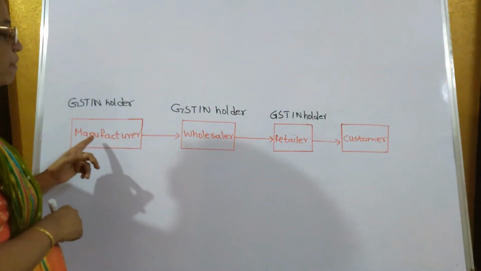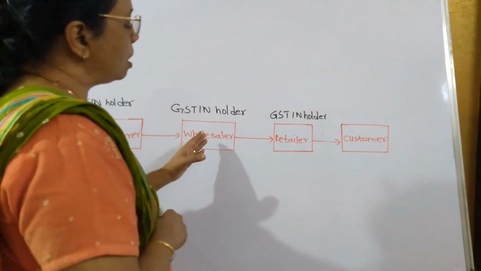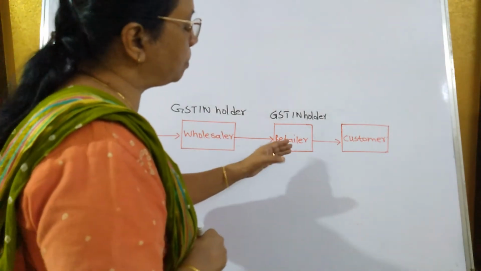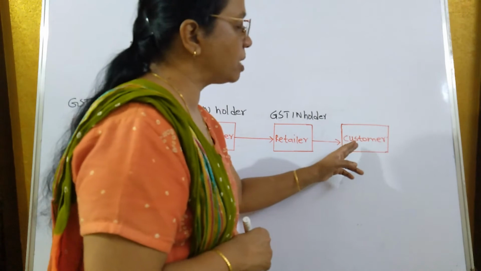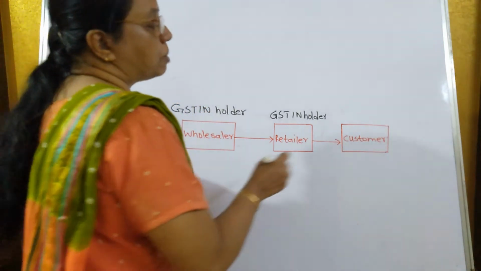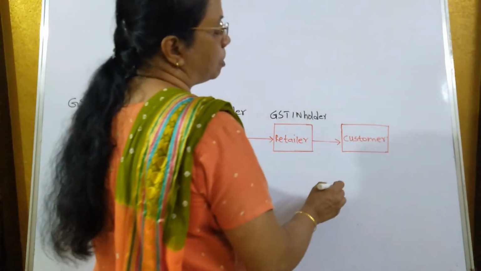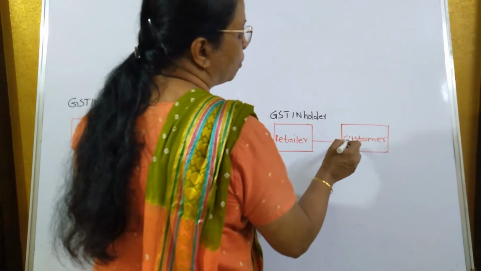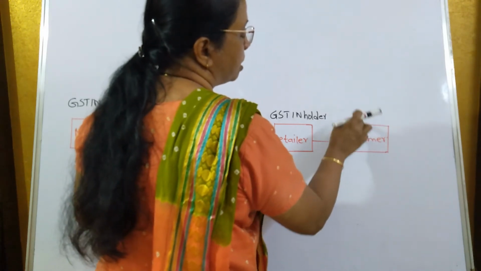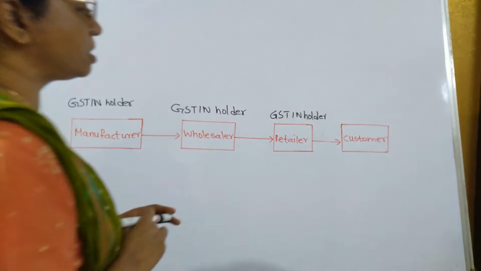Why? Because the manufacturer is selling something to the wholesaler, who is also selling the same thing to the retailer, and the retailer is also selling the same thing to the customer. But the customer is not selling to any other person. He uses that product for his own use. That is, the customer is not a GSTIN holder.